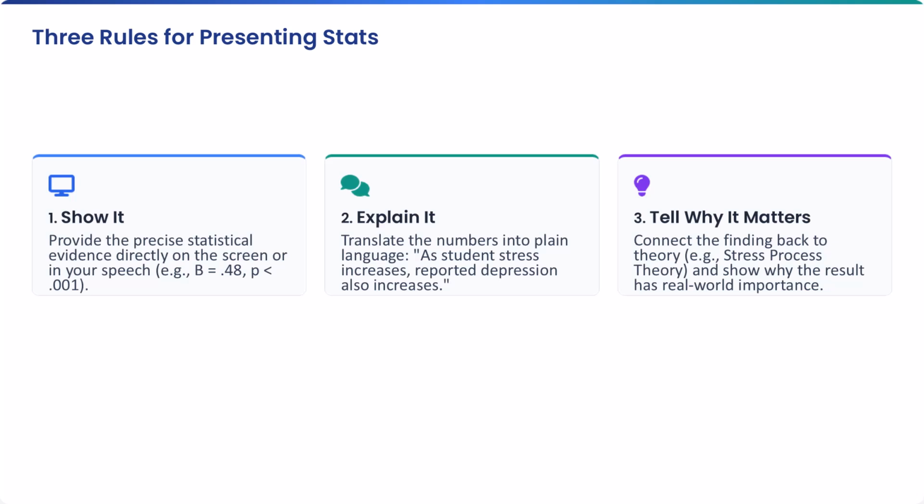Whenever you present a statistical result, strictly follow these 3 rules: show it, explain it, and tell them why it matters. First, show the numerical evidence so your claim is grounded in data. Second, immediately translate that statistic into ordinary language. Don't assume the audience will automatically parse the regression coefficient.